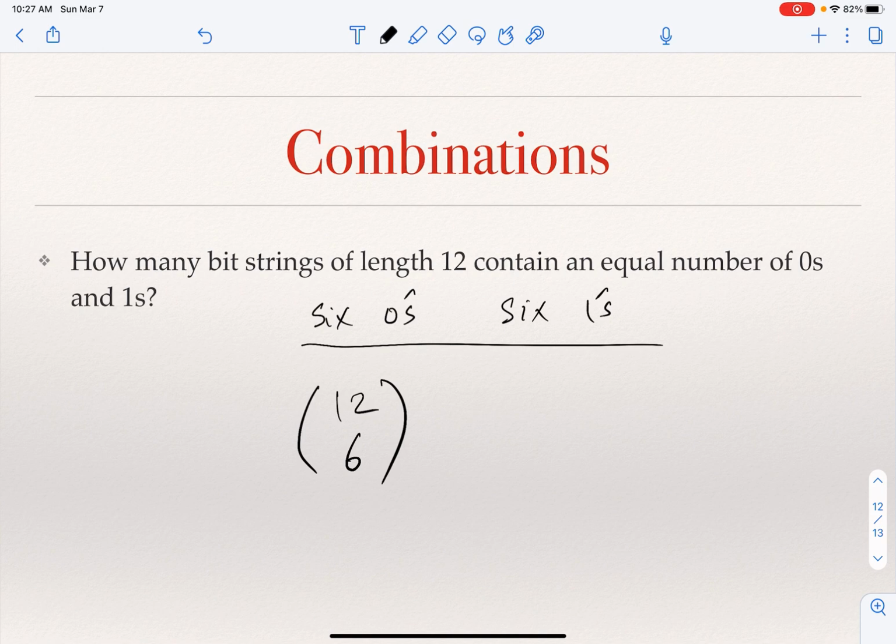Find me the places to put zeros. You can say the same thing. Find me the places to put the 6 ones. And that will be 12 choose 6 as well.